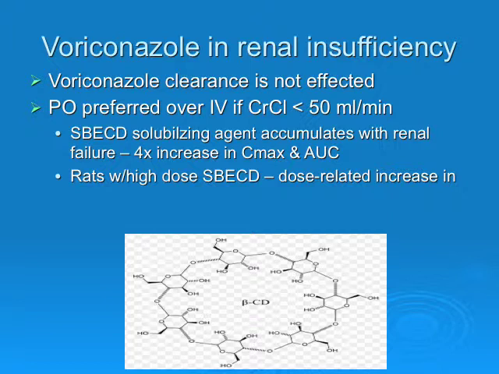But what happens? This will accumulate with renal failure, and the only data that I've seen is that if you give this to rats and you damage their kidneys, you will get high levels of the cyclodextrin, and their proximal renal tubules will wind up with vesicles that are loaded with cyclodextrin. Nobody knows what that means. Nobody knows if that's actually nephrotoxic. So it's a theoretical concern. If you have a patient for whom voriconazole is a drug of choice and they can't take it by mouth and they have renal insufficiency, I would press on with the IV in that scenario.